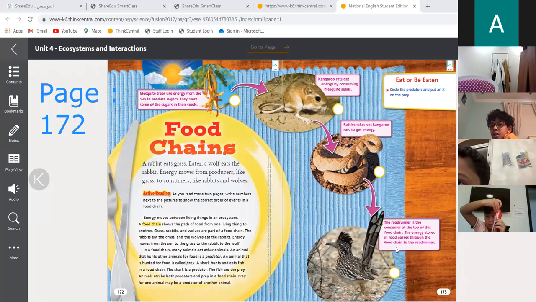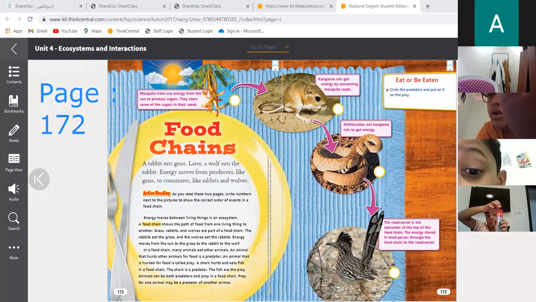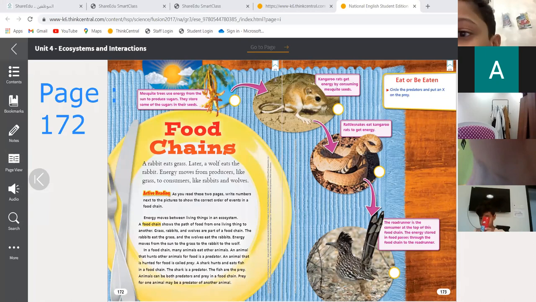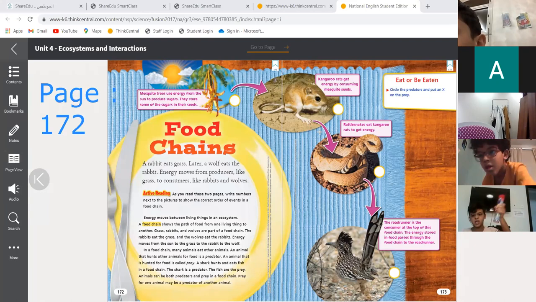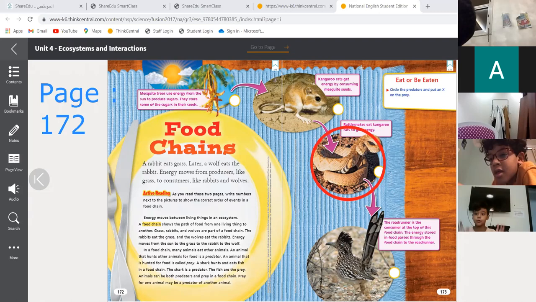Can you help me, Yarayan? Okay. If I want to circle the predators, who should I circle? The kangaroo rat. Of course. Why? Who will eat the kangaroo rat? Oh, sorry. The kangaroo rat is a predator? Prey. Yes, it's a prey. And who's a predator? The snake. Excellent. Okay. And I am going to cross the kangaroo rat because it is a prey. Very good. Thank you, Ariya.